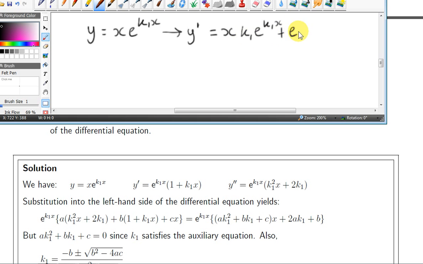Next we take the other function, e to the k1x, and multiply by the derivative of x. Differentiating x with respect to x gives us 1, and we can factorize out e to the k1x. So we get this result here.